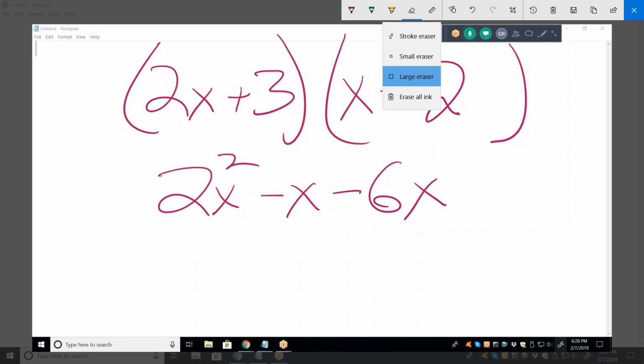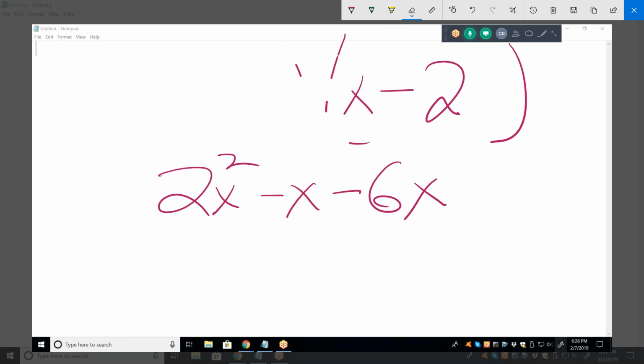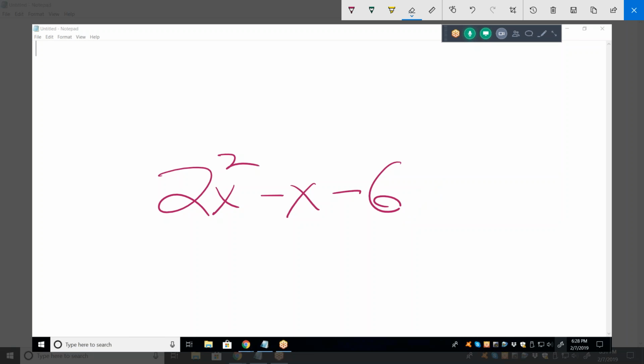So, now I'm going to go backwards. I'm going to erase that. In other words, what I now know is that I have a quadratic that can be factored. Shouldn't that just be 6? Yeah, okay. Thank you. So, let's factor that. All right. A little different than the other kind of factoring.